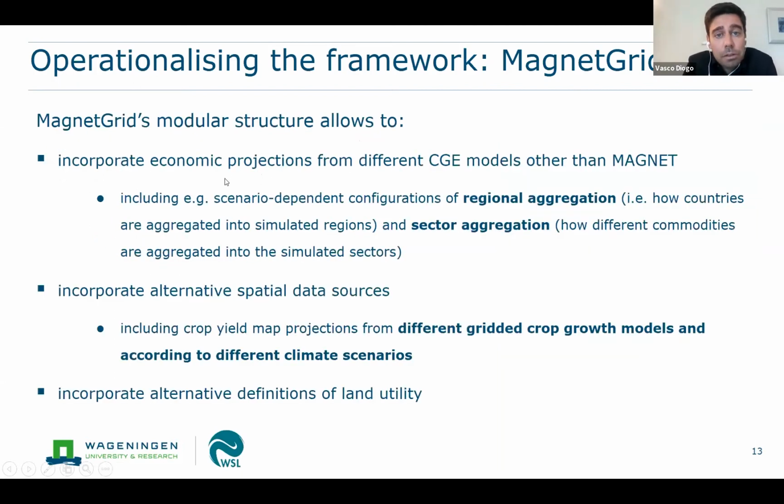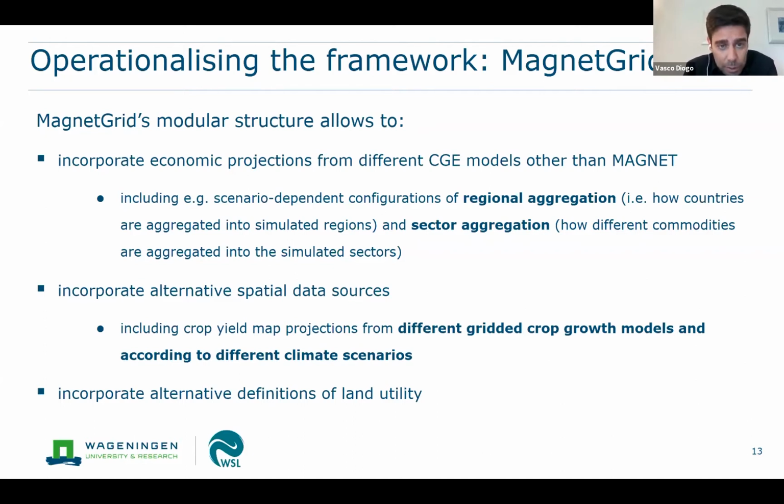This modular structure allows us to not only incorporate economic projections from different CGEs, for instance, the MagnetGrid model, which has been developed by Wageningen Economic Research, but the way the model is structured is such that we can incorporate projections from other CGEs, and as such include also different scenario dependent configurations, for instance, on regional aggregation, how countries are aggregated into simulated regions, and sector aggregation, how different commodities are aggregated into simulated agricultural sectors.